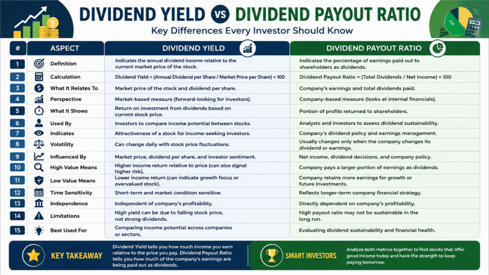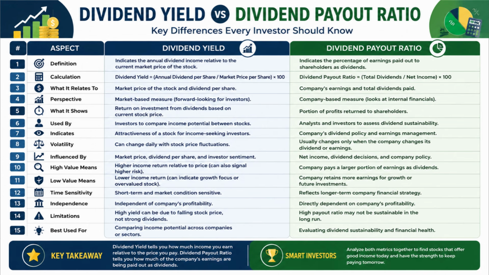Number 14. A high dividend yield can sometimes result from a falling stock price rather than strong dividend performance, whereas a high dividend payout ratio may signal potential sustainability concerns if earnings decline. Number 15. Dividend yield is best used for comparing income potential among different stocks, whereas dividend payout ratio is best used for evaluating dividend sustainability and overall financial health.